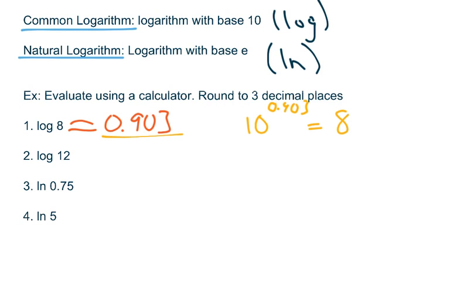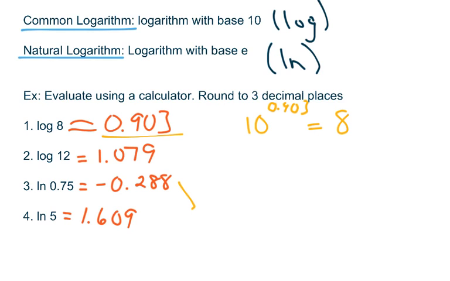Log of 12, not log base 12, log of 12. Again, just type it in your calculator. That one should be 1.079. Natural log, again, we're just using a different button, but it's the same idea. Natural log of 0.75 should be negative 0.288. And then the natural log of 5 is about 1.609. Again, with these two, e to the 1.609 should be approximately 5. That's how you can check yourself using the proper base.